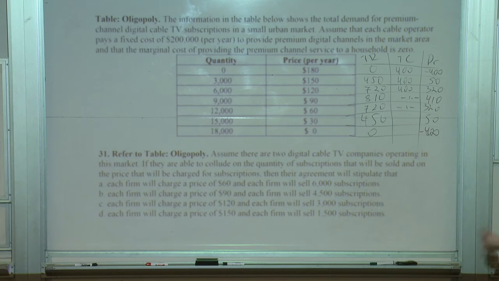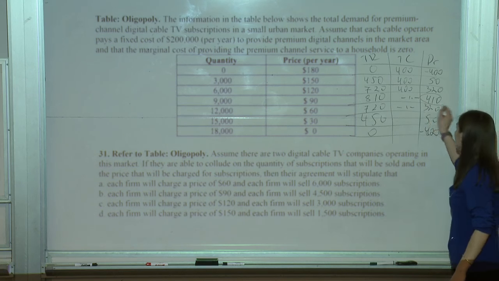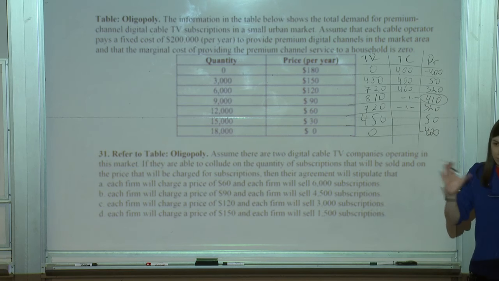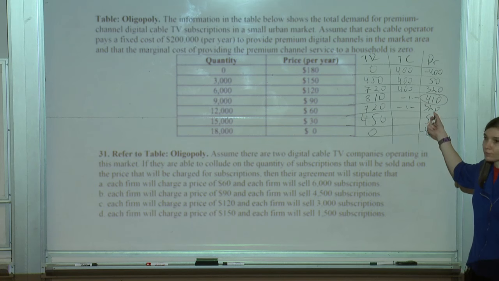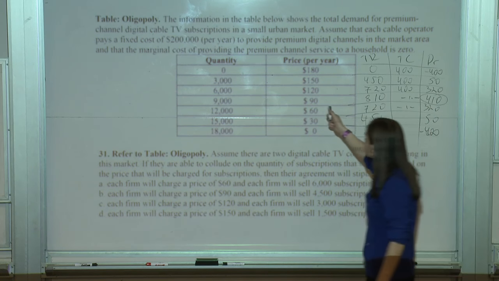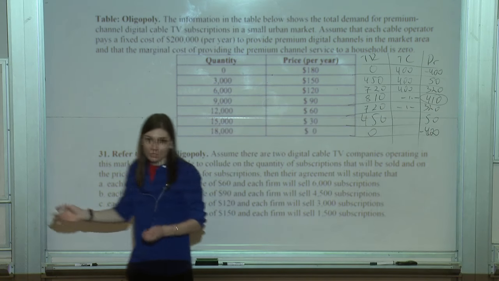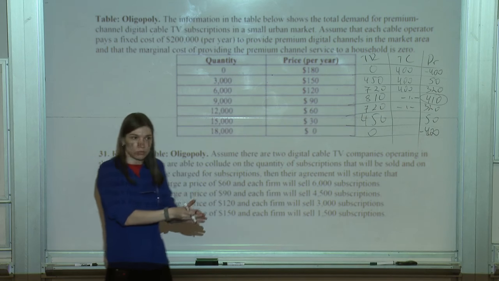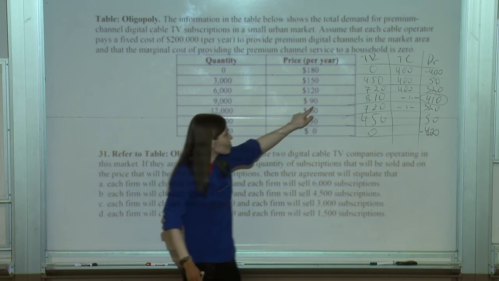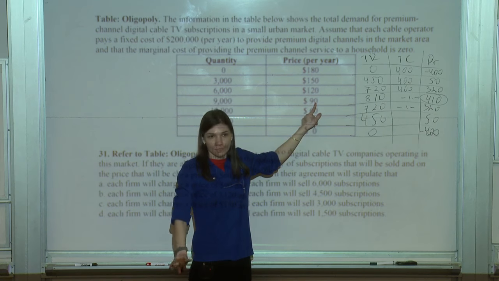All right, so what's the profit maximizing? What's the maximum profit they can get together? 410. So a monopolist, right? If there's only one firm, that's what they would do. They would sell only 9,000 units, so they would restrict the quantity to 9,000 units, which would raise the price to $90. And that's all there is to it.